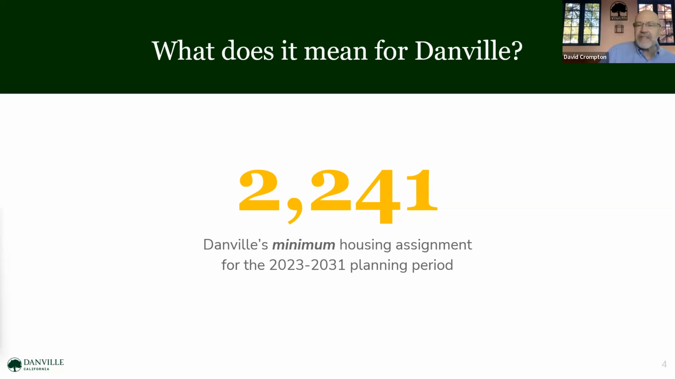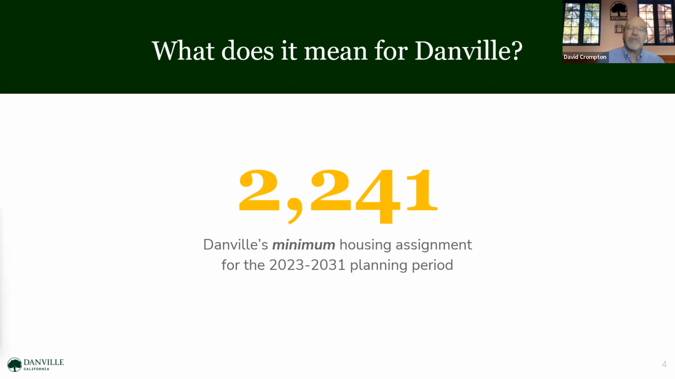So there's a process that the state goes through. Every 8 years, they do population projections and associated housing projections. And they provide a total housing number to the different regional governments. In our case, that's ABAG, the Association of Bay Area Governments. They were given from the state over 441,000 housing units at different affordability levels to accommodate over the next 8-year cycle. And then ABAG assigns portions of that large number to the individual cities and counties in the 9 Bay Area county region. So what does that mean for Danville?